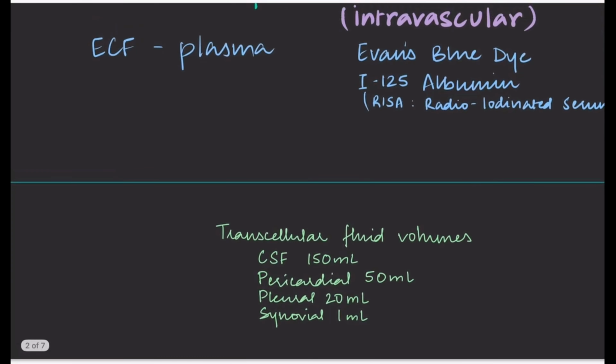Now let's look at transcellular fluid volumes. CSF is 150 ml, pericardial fluid is 50 ml, pleural fluid is 20 ml, and synovial fluid is 1 ml.